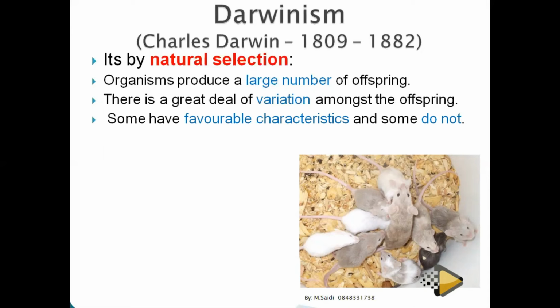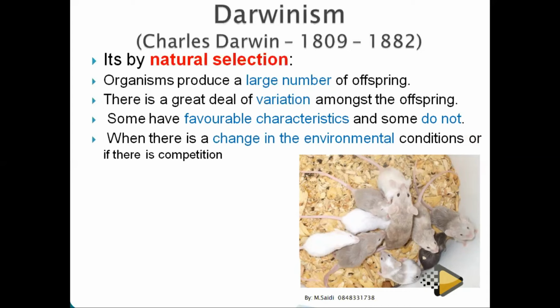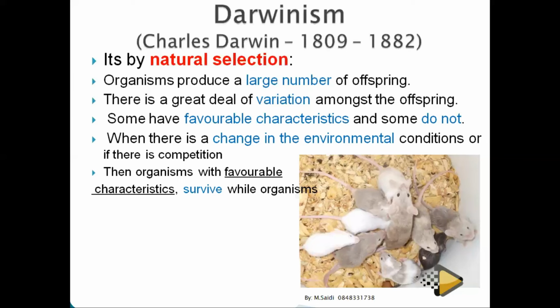So now we are saying that when there is a change in environmental conditions, or even competition, for example competition for food, competition for space, what happens? Organisms with a favorable characteristic will survive. And organisms without favorable characteristics will not survive. So those with unfavorable characteristics, they will die. The organisms with favorable characteristics survive, while organisms without them will die.